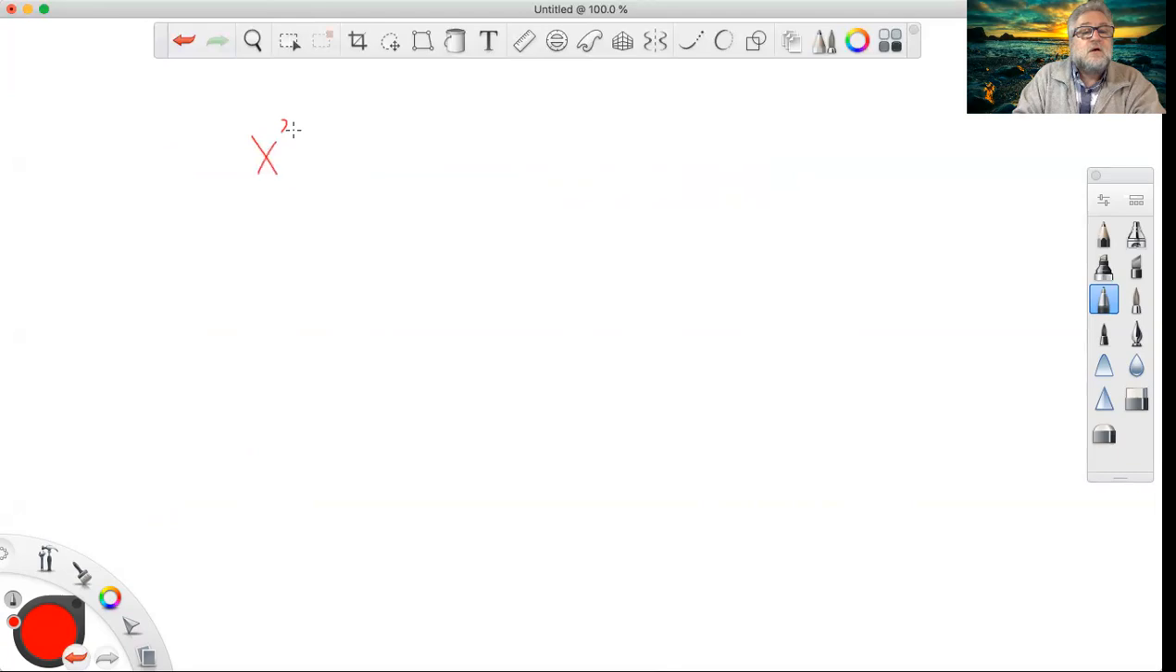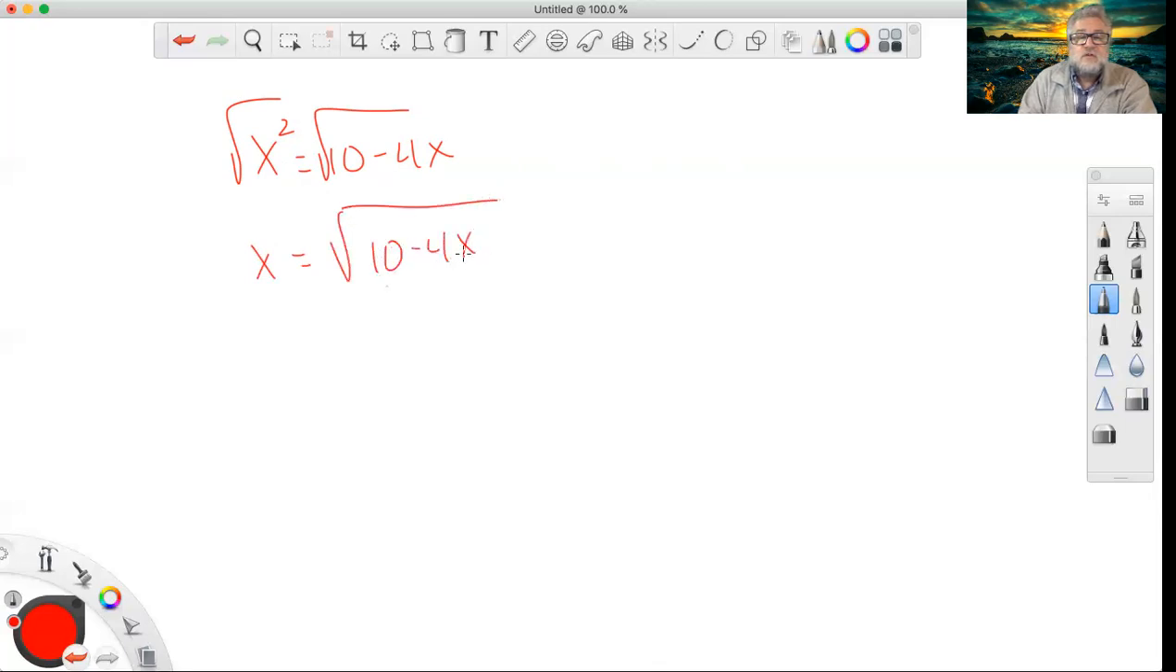Here's another one. x squared equals 10 minus 4x. Now, many people think, oh, I'll just take a square root. Well, if you take a square root of both sides, you're going to get x here, but this thing, 10 minus 4x, is nothing. You can't do anything. Even if it was 16 minus 4x, so it was a perfect square, this does not equal 4 minus 2x.